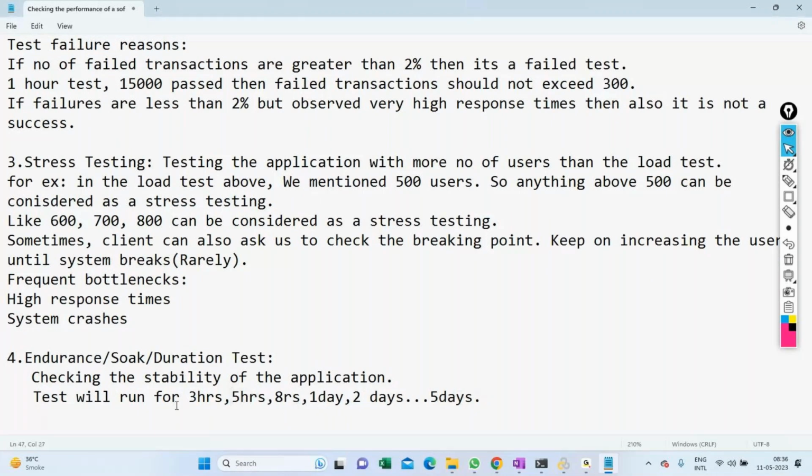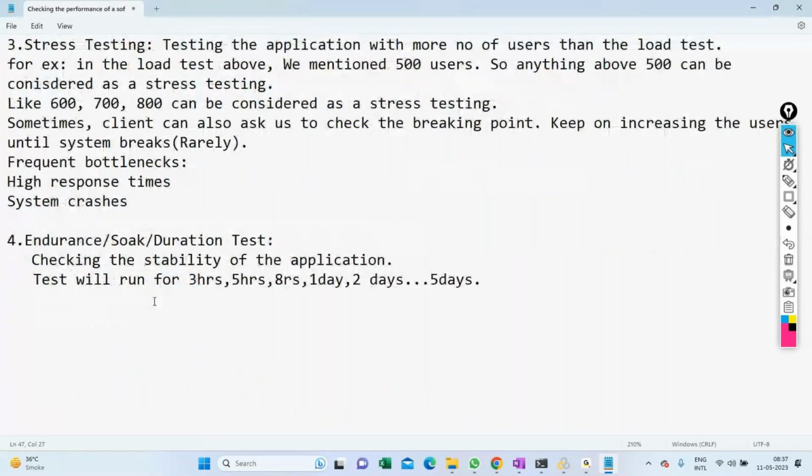What do you mean by stability? So that means, let's say I'm running a 5 hours endurance test. It's not like load test and stress test where you run your application for 1 hour. Here we run for longer duration. So the test will run for 3 hours, 5 hours, 8 hours, like that. So it all depends on project to project.